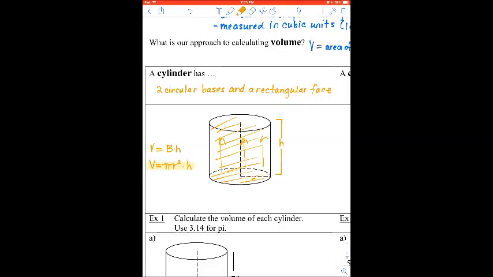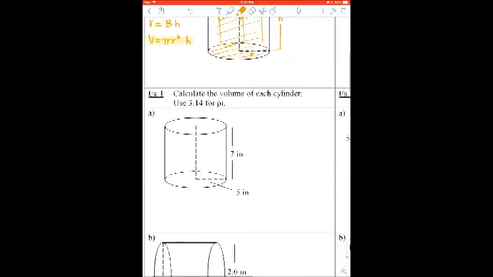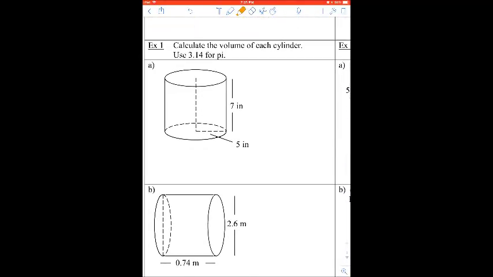Let's take a look at the examples for cylinders. To calculate the volume of each cylinder, you're going to use 3.14 for pi. Any number that we plug in for pi is an approximation. If you remember, pi is the most famous irrational number. So unless we keep the symbol in the formula, we're going to be approximating.